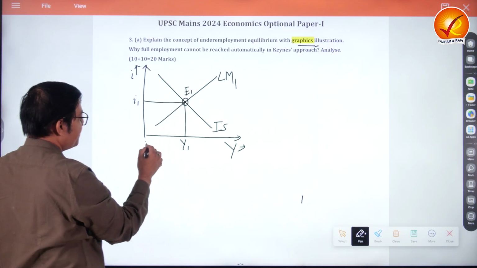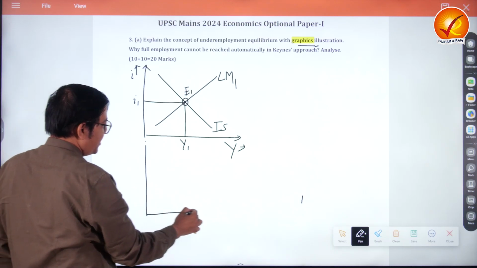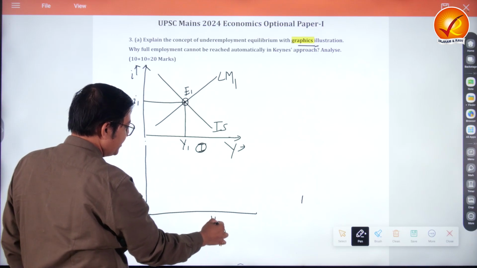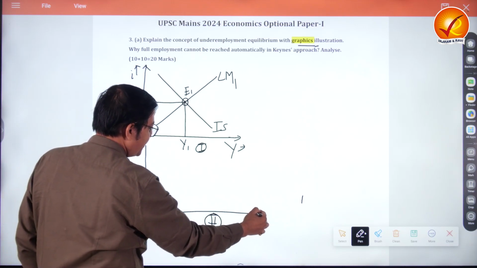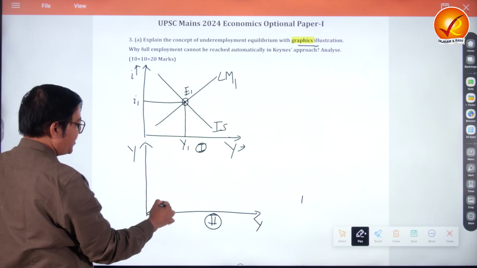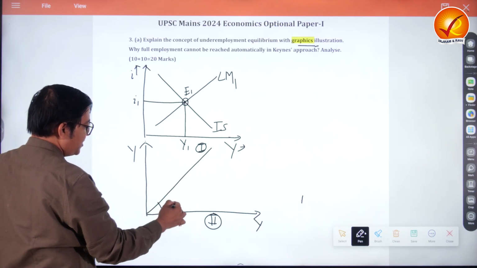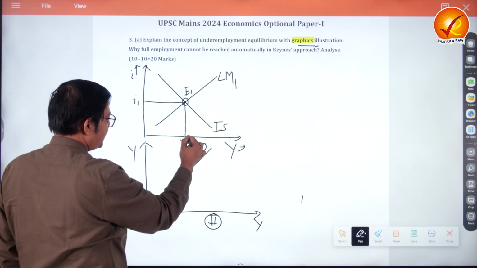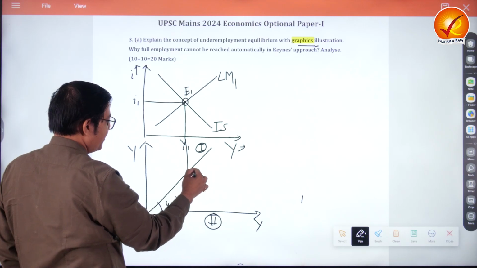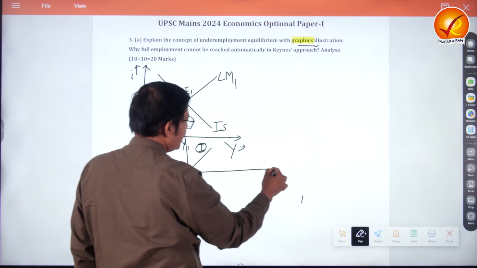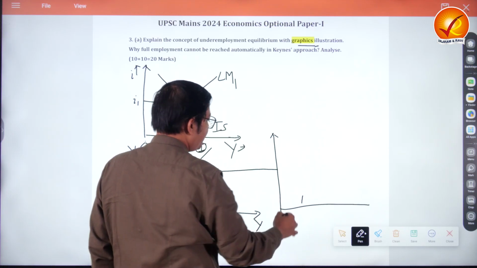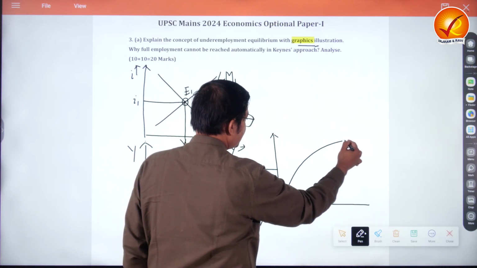in order to see why this can be an underemployment equilibrium. Let's call the first panel 1 and the second panel 2. In the second panel, on both axes we have Y. Basically we draw a 45-degree line segment here in order to just trace this Y onto the other graph. We just take this Y into our third graph, which is of the production function.